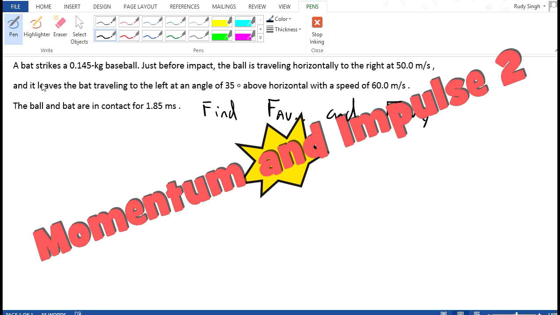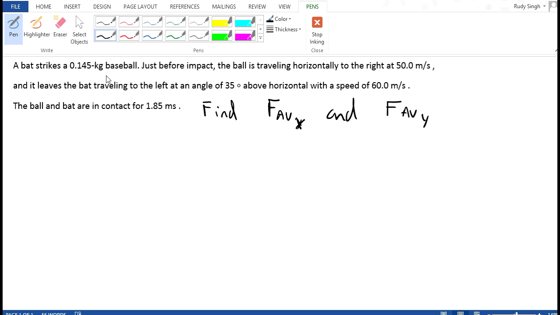Alright, this question we're going to take the momentum and the impulse one step further. This question says a bat strikes a 0.145 kilogram baseball. Just before impact, the ball is traveling horizontally to the right at 50 meters per second. So let's suppose this is the ball here, and it's traveling to the right at 50 meters per second.